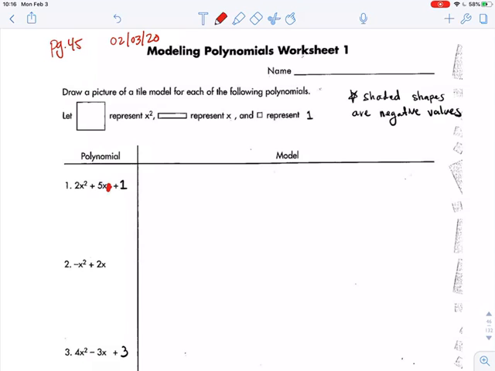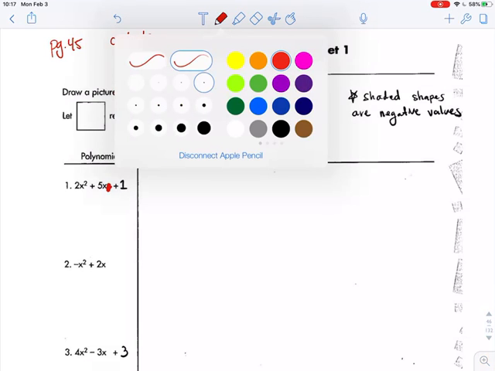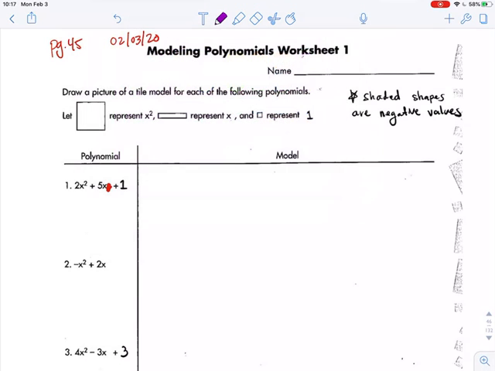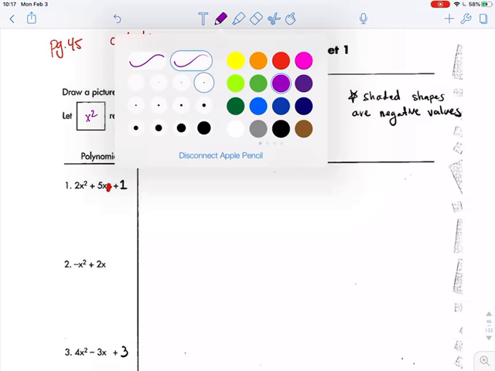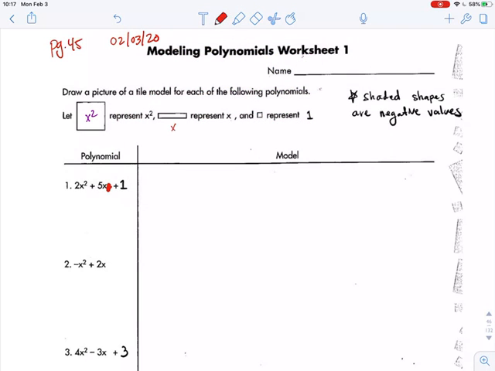Okay, so first thing you need to do is identify your values here. The big square, these are x squares. Okay, this one's an x squared. The small one is going to be an x. And the small square is going to be a 1.